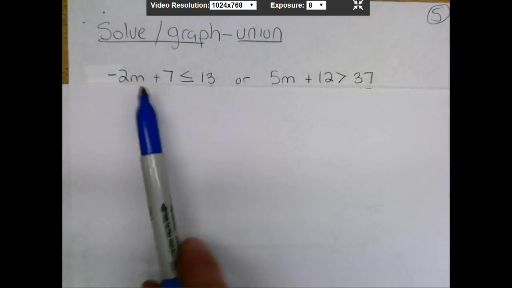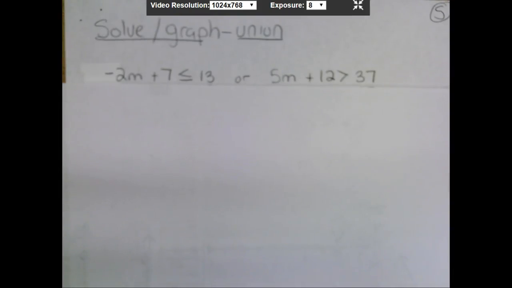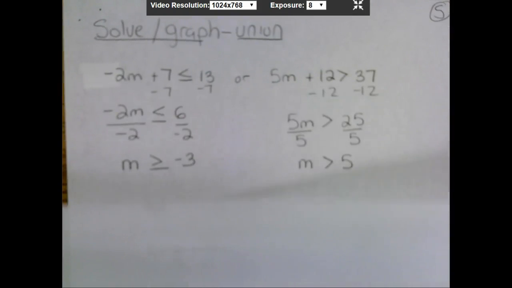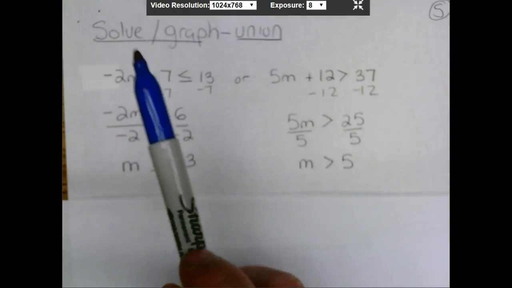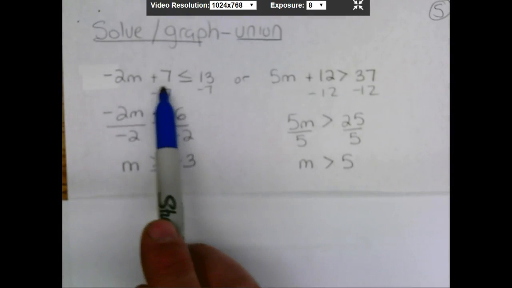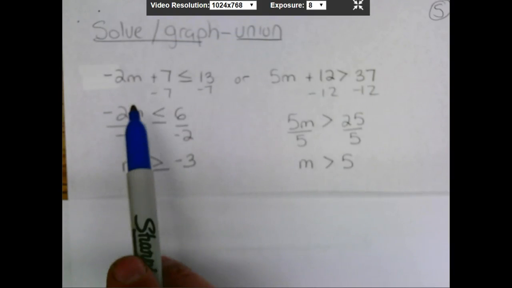So what we're going to do is use rules of algebra. We're going to get this down to where it says m is less than or equal to something, or where m is greater than something. Okay? And let me show you the math I did. You can check it out. So then here I took 7 away from each side. I end up with 6 on this side over here, and then negative 2m on this side.